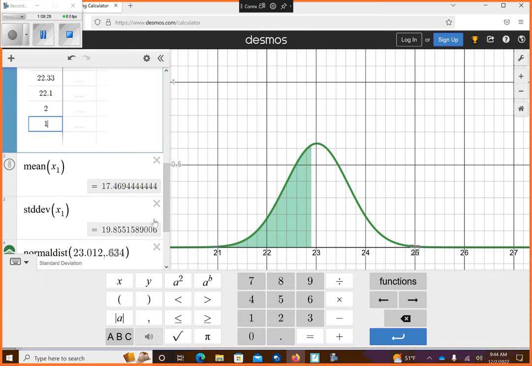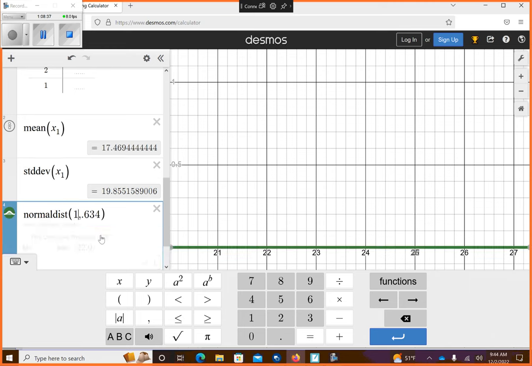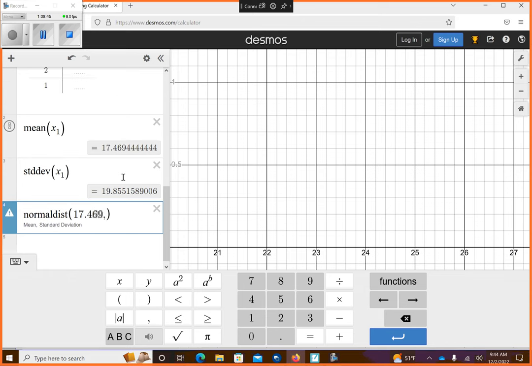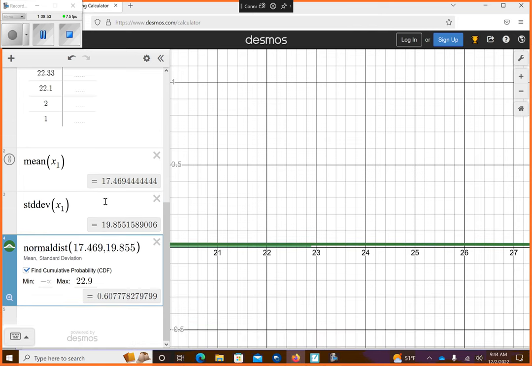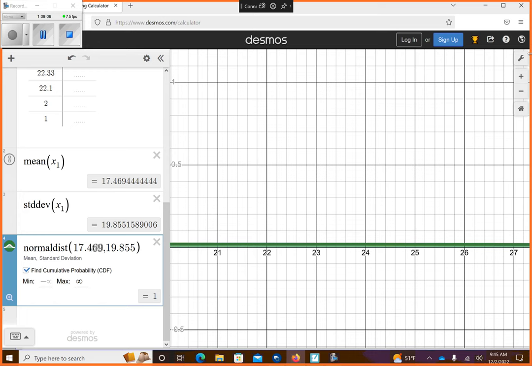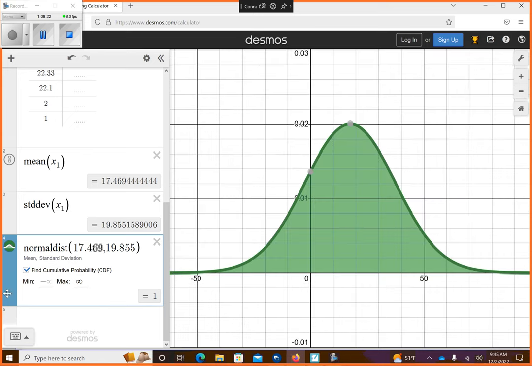Okay. All right. So we're going to change, and we're going to look at your normal distribution now. 17.469. Standard deviation of 19.855. Hit my plus. I'm going to go to negative infinity here. Wait a minute. Why is this? Got that in there. My normal distribution is getting goofy. Plus. There it is. Mr. Boyd, that is your normal distribution.